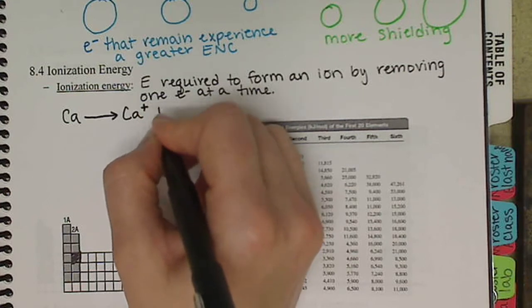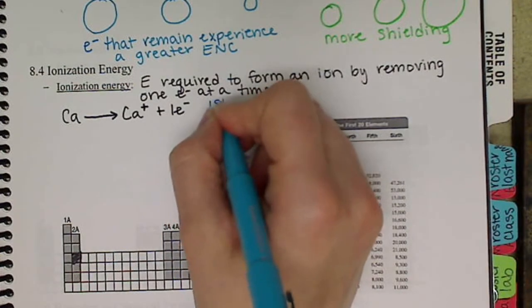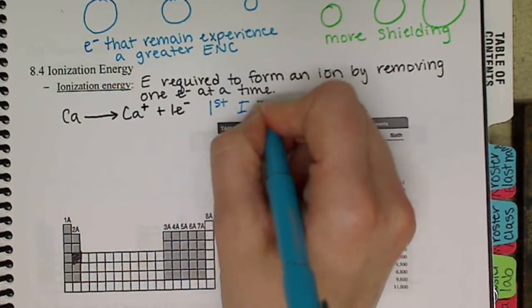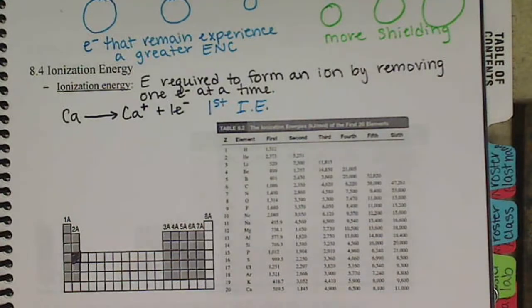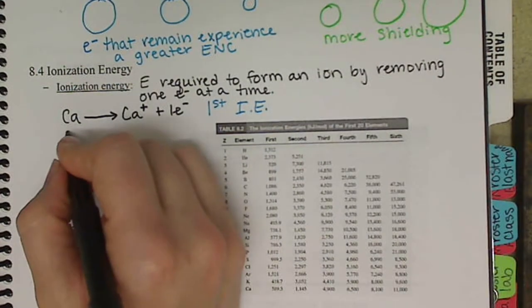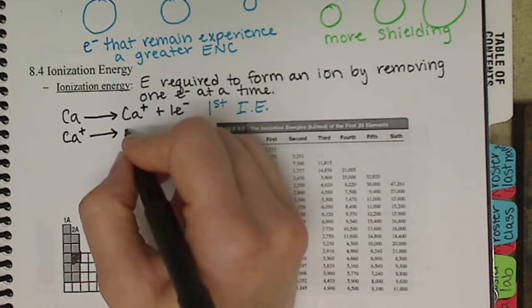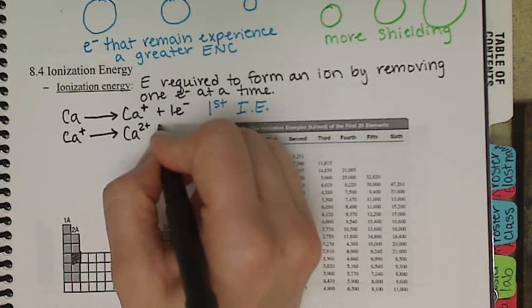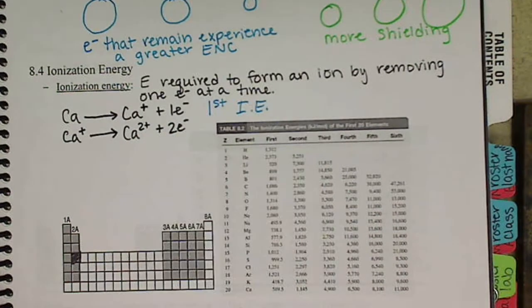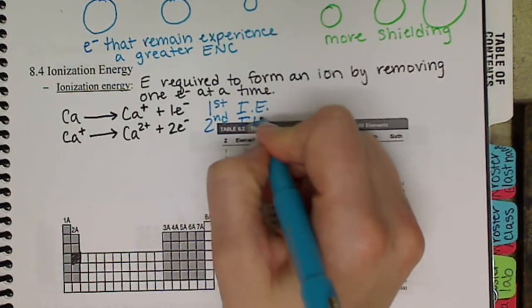So we'd represent that equation like this. And this is called the first ionization energy. The second ionization energy is going to be the second electron that's taken off. So we start with the calcium plus ion, rip off the second electron, and this would be the second ionization energy.